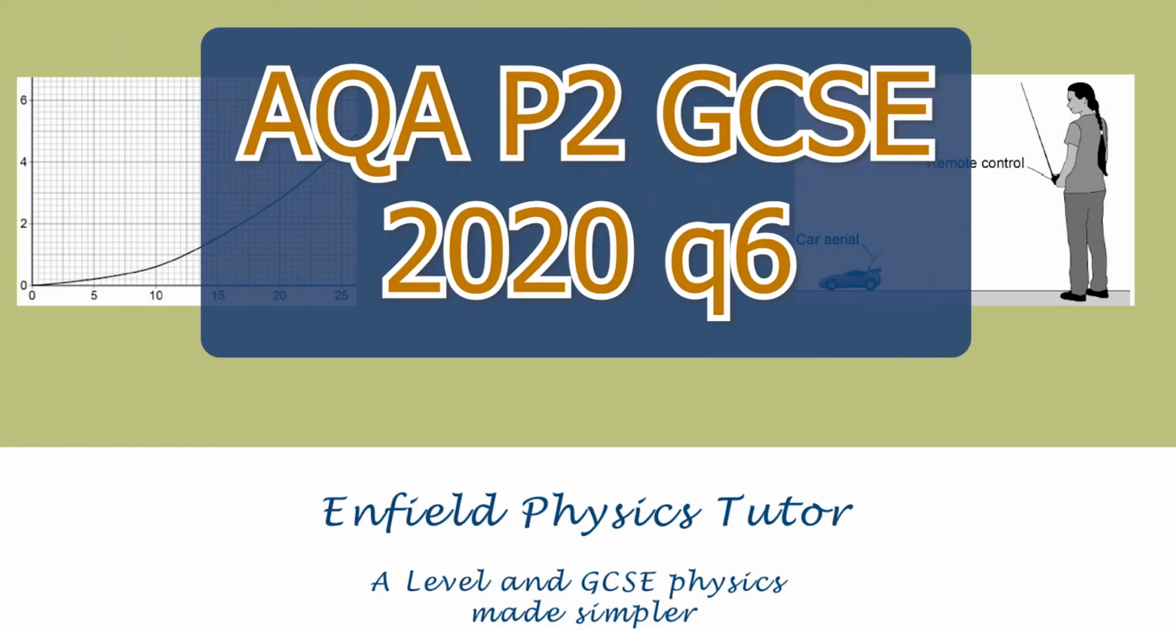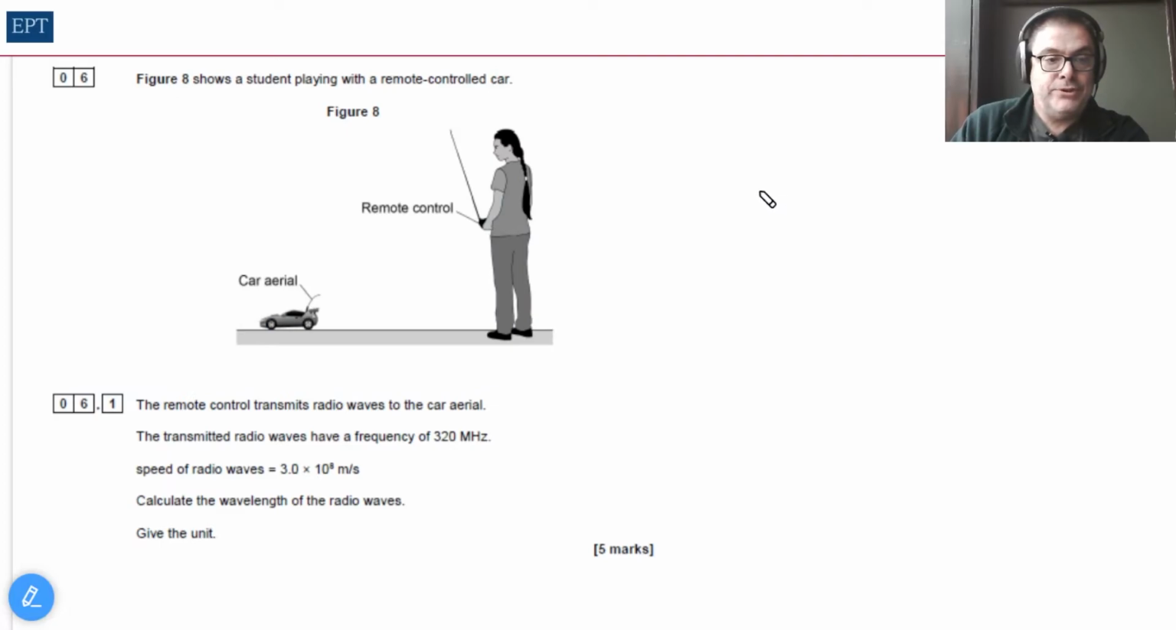Hello physics fans, today we're looking at paper 2 2020 question 6 from AQA, and in this question it's 5 marks, and I have to say it's not that difficult a question. The remote control transmits radio waves to a car aerial, check. The transmitted radio waves have a frequency of 320 megahertz, so what's that all about?